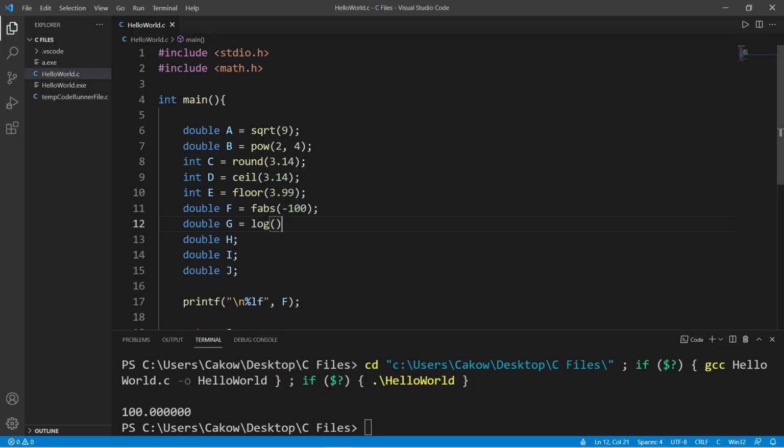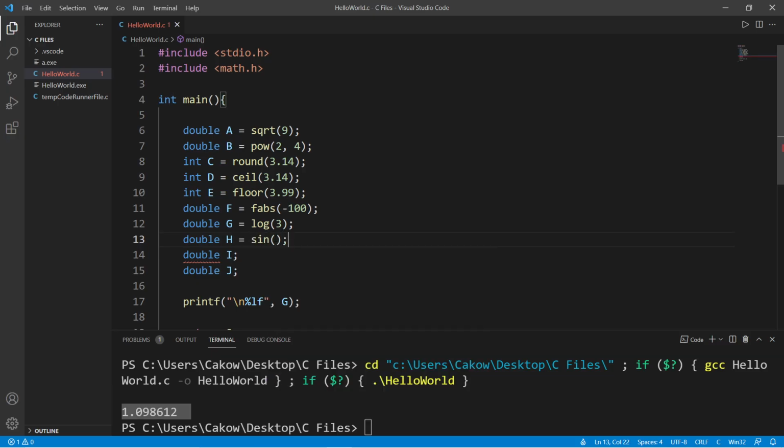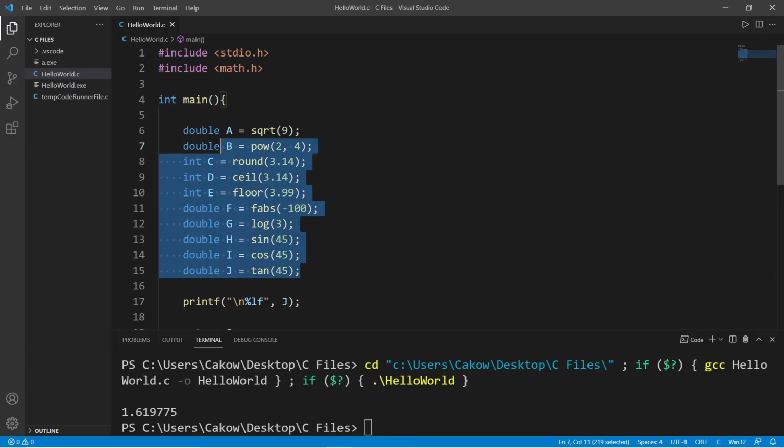If you're familiar with logarithms, we can find the logarithm of a number. Log 3 is 1.098612. And if you know some trigonometry, there's various functions for sine, cosine, and tangent. So what's the tangent of 45? That is supposedly this number, 1.619775. So yeah, everybody, those are a few math functions that you might be interested in.